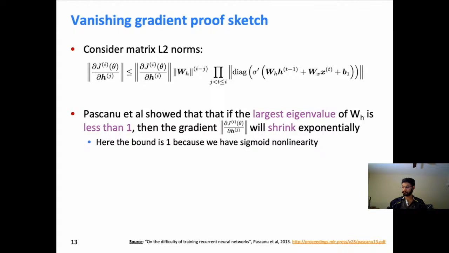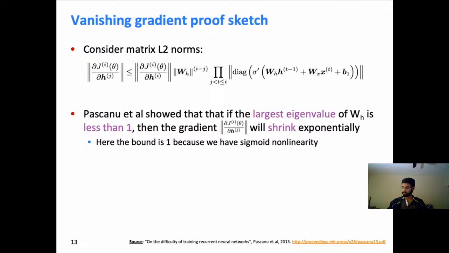In particular, in this paper that you can click on at the bottom if you're interested, Pascanu et al. showed that if the largest eigenvalue of the weight matrix W_h is less than 1, then this gradient on the left is going to shrink exponentially. And you can probably see intuitively why this is true. As a simplifying assumption, suppose W_h was not a matrix but simply a scalar, a single number. Then if that number was greater than 1, the whole thing is going to explode, and if that number is less than 1, it's going to shrink exponentially as you multiply by the same number again and again.